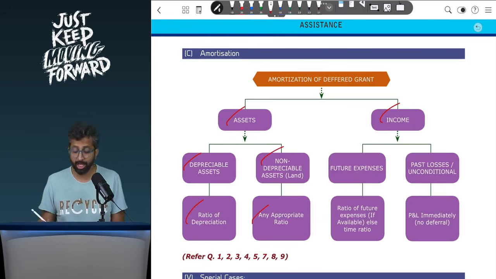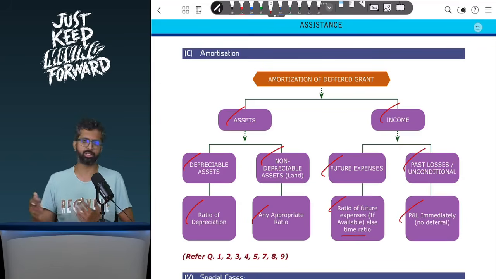If it is a grant linked to income and there are future expenses attached, then in the ratio of future expenses if available, else in the time ratio. And if there are no future expenses or conditions, it is linked to past losses or unconditional in nature, then you take it to the P&L immediately. There will be no need to create a separate deferred grant.